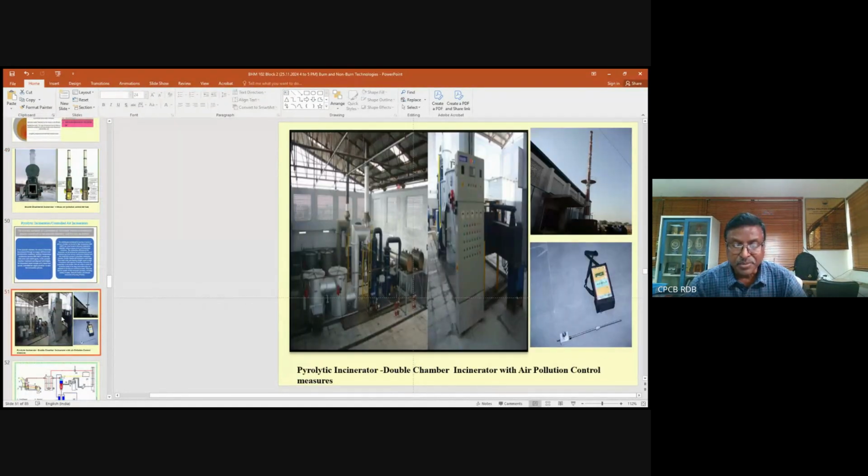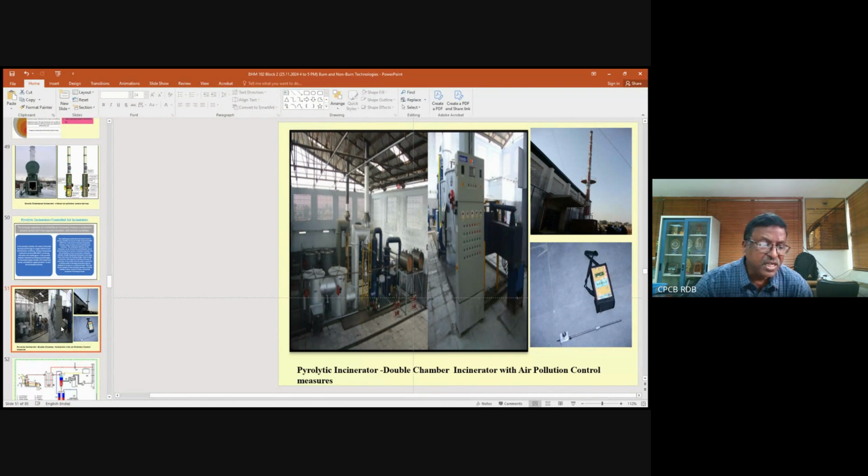Only double chamber incinerators, with primary and secondary chambers and all the APCD, are allowed. You see, after air purification, waste gases flow through a stack of height 30 meters. These are the conventional incinerators with a primary chamber and secondary chamber, followed by air pollution control devices, and after cleaning through the APCD, the waste gases are emitted through a stack of at least 30 meters height. These are generally permitted.